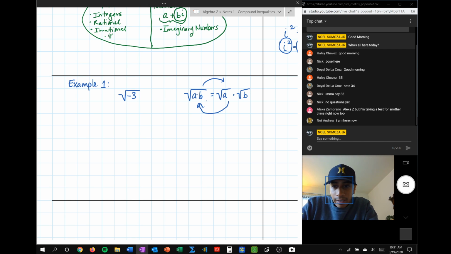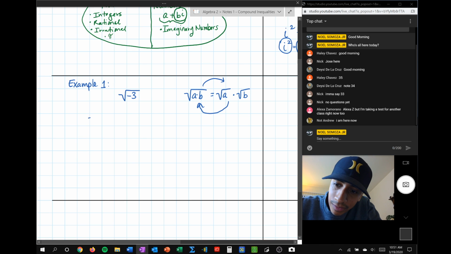Okay, how does that work with example 1 here? I know that the square root of -3, I can make that a product of two numbers. What is the product of those two numbers? I can make this the product of -1 times 3.